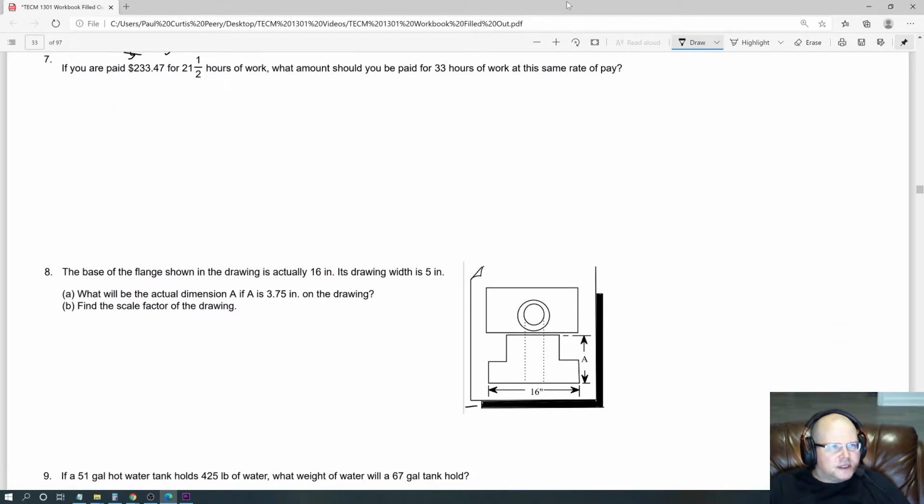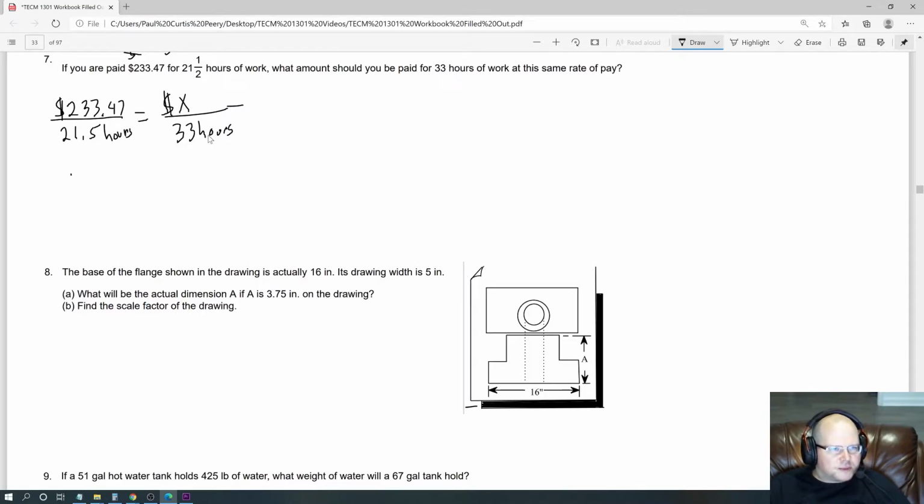All right, so let's say you are paid $233.47 for 2.5 hours of work. What amount should you be paid for 33 hours of work at the same rate of pay? Okay, so one way to do this is to set it up as a proportion. So you would say $233.47 for 2.5 hours, and we don't know how much they make. That's the whole point, right? Unknown amount of money for working 33 hours. So we remove the units if you want to.